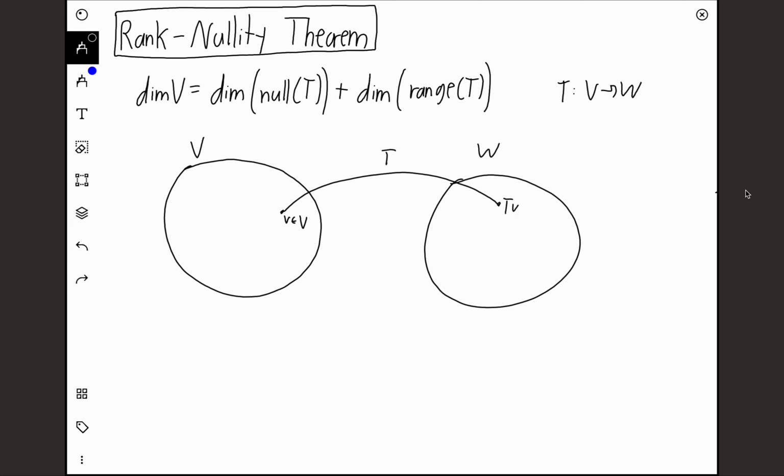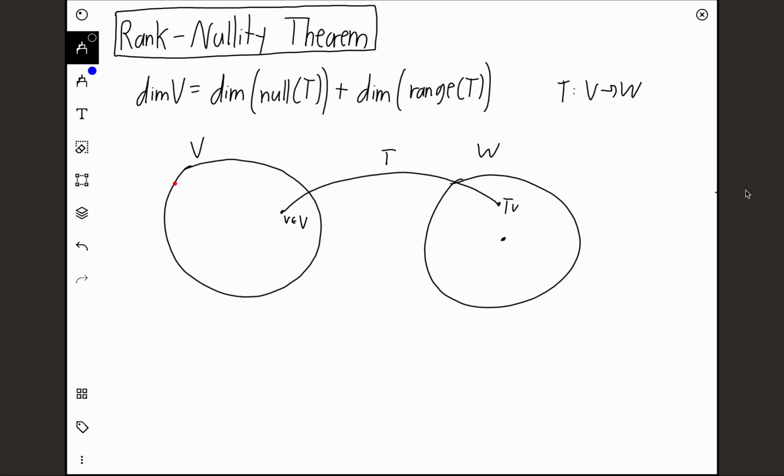So now basically there are two things that can happen. We can either have vectors in V that get sent into the zero vector in W, or we get vectors in V that get sent into just any vector in W. And that's what this theorem basically tells us. There are two things that can happen.